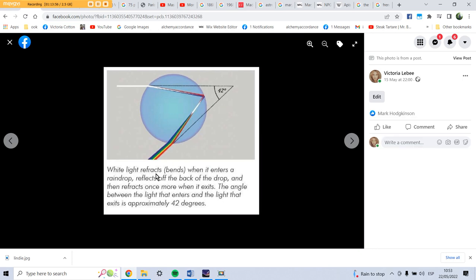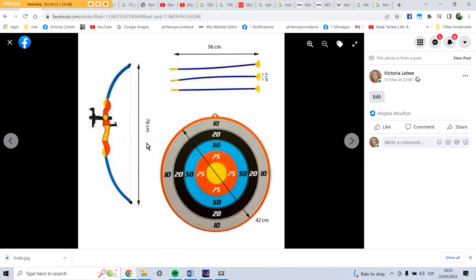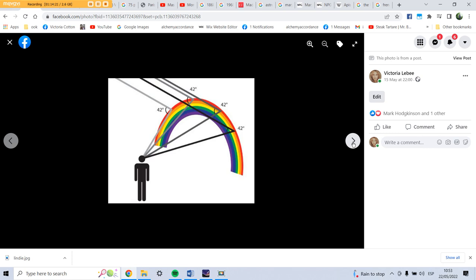So again, white light refracts, bends when it enters a raindrop, reflects off the back of the drop, and then refracts once more when it exits. The angle between the light that enters and the light that exits is approximately 42 degrees. So here we've got the bow, the bullseye. This is the split, the half, 42 centimeters. And there you've got the arc, the rainbow. This is not the true Ark of the Covenant. This is half, this is Jupiter, this is the flesh.